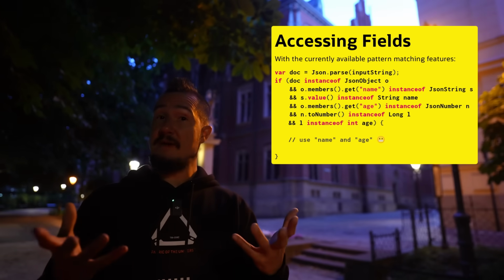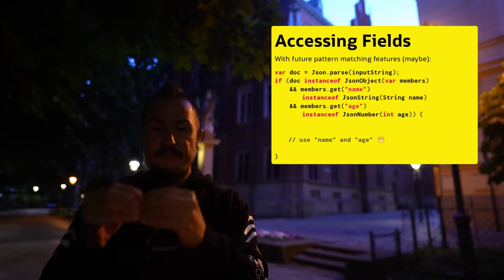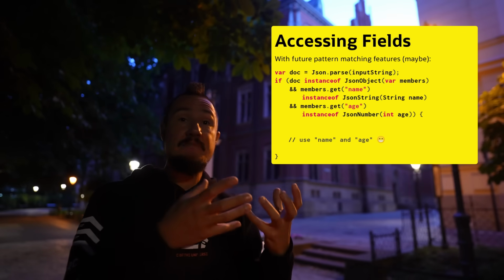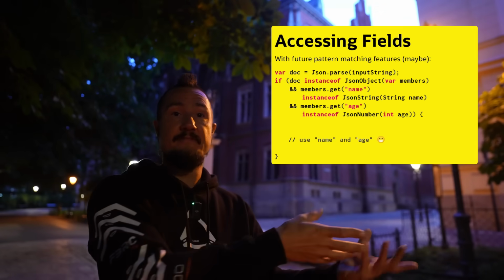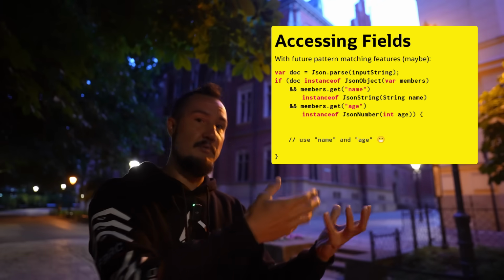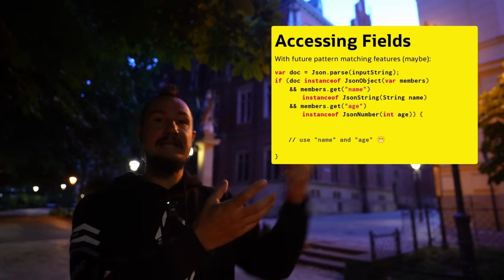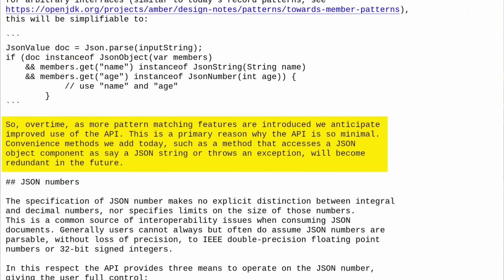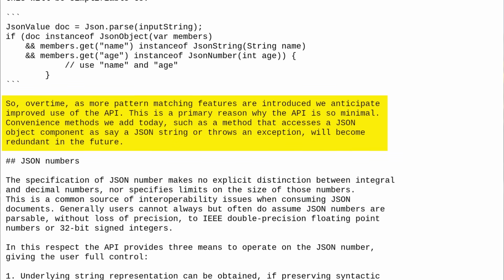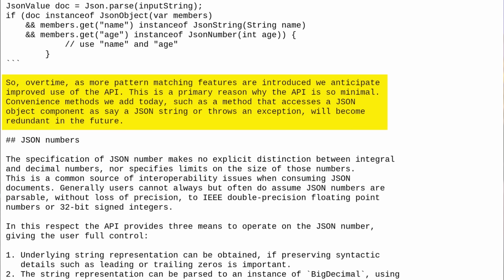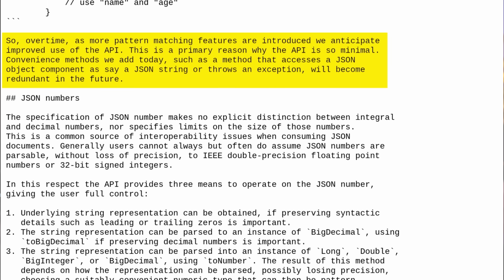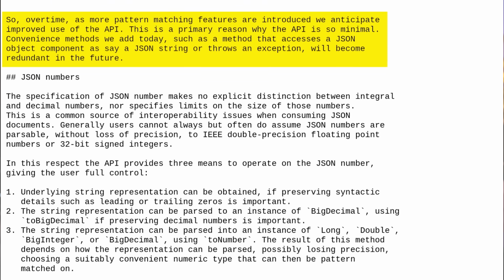But once we get deconstruction patterns, it shrinks down to: if the parsed document is an instance of JsonObject with var members, and members.get("name") is an instance of JsonString with var name, and members.get("age") is an instance of JsonNumber with int age, then we're happy and can use name and age. Paul writes, "So over time, as more pattern matching features are introduced, we anticipate improved use of the API. This is a primary reason why the API is so minimal. Convenience methods we add today, such as a method that accesses a JSON object component as, say, a JsonString or throws an exception, will become redundant in the future."